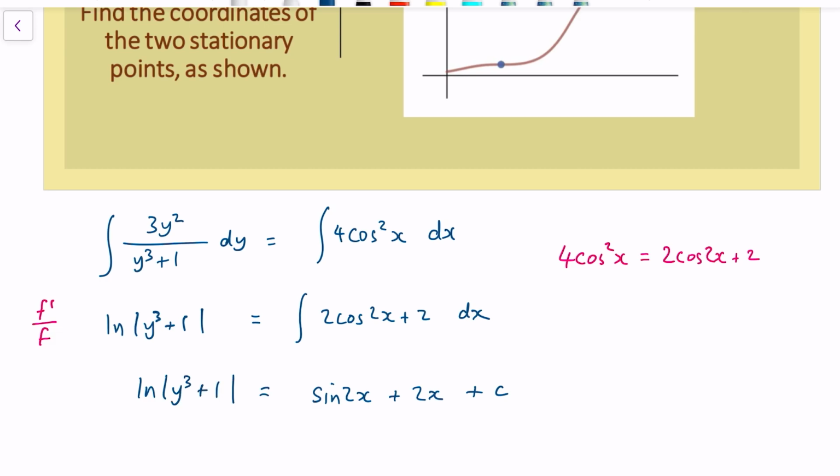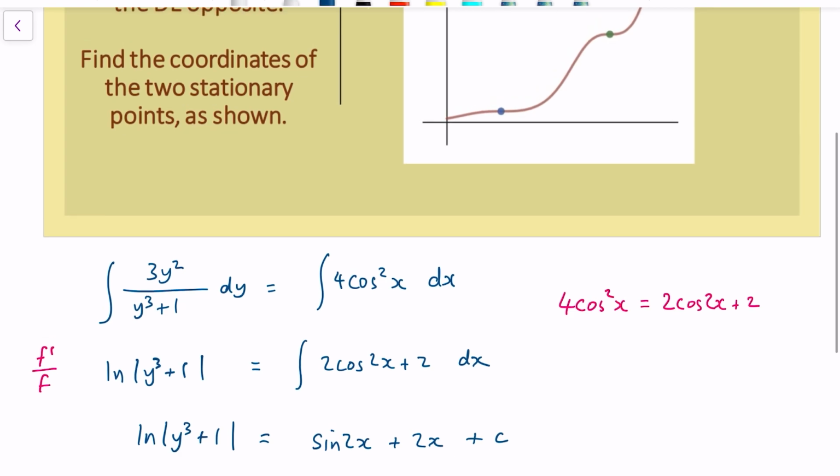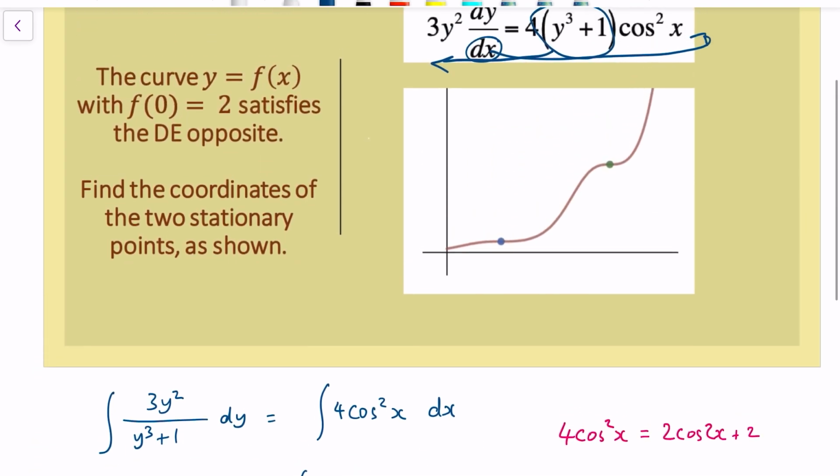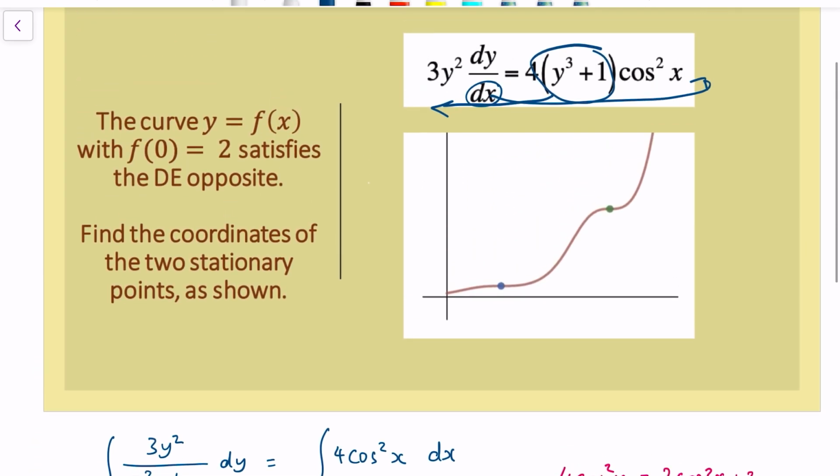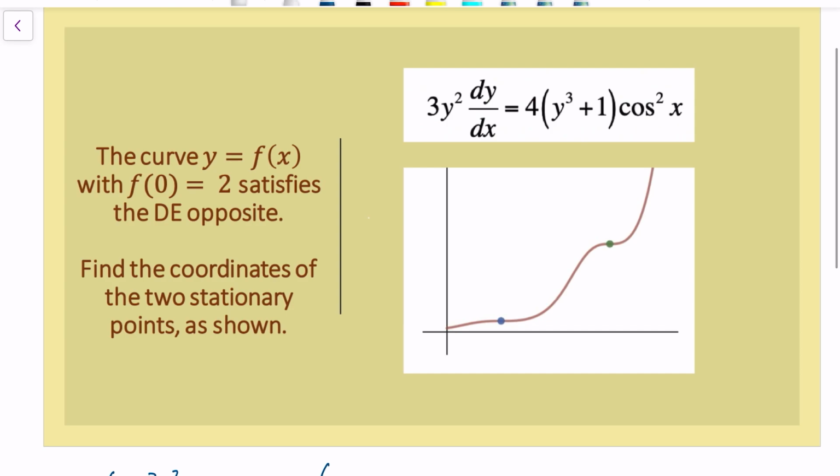Okay, what are we trying to achieve here? Because we've just found the expression for the curve that satisfies the differential equation. We're looking for the 2 stationary points. So stationary points are where dy dx equals 0. So if I go back to this problem, I've already got dy dx, this bit here. If I make that equal to 0, then I'm solving one of these 2 factors here has to equal 0.